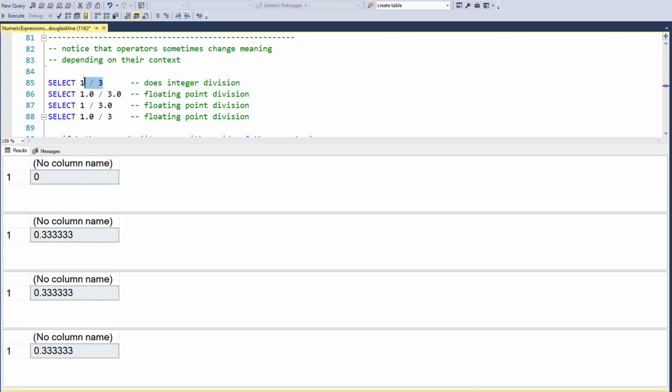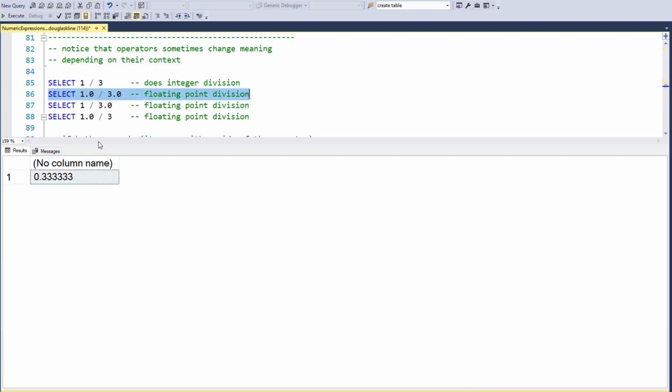So that's a clue that in this context with whole number operands, a whole number 1 and a whole number 3, the division sign is interpreted as integer division because it has both integers on both sides. This is both floating point on both sides, so I get the decimal points. And when there's a mix, one operand is a whole number, one operand is a floating point, basically it up converts this to a 1.0. So it converts it to a floating point and then performs floating point division.